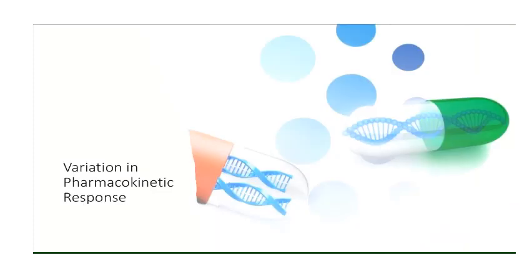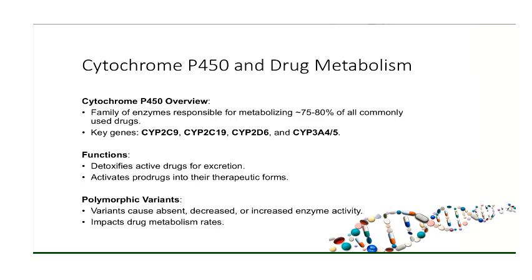Variation in pharmacokinetic response. The cytochrome P450 family of enzymes metabolizes the majority of drugs we use, with key contributors like CYP2C9, CYP2C19, CYP2D6, and CYP3A4. These enzymes either detoxify active drugs or activate prodrugs to exert therapeutic effects. Genetic variations in these CYP genes affect enzyme activity, resulting in different drug metabolism rates and ultimately variations in drug response.